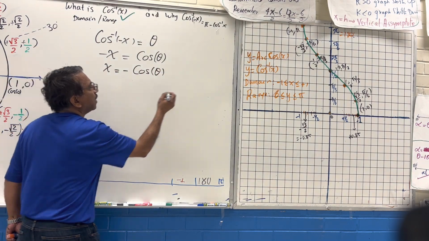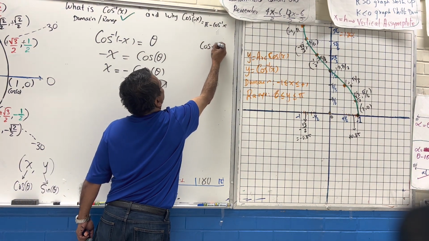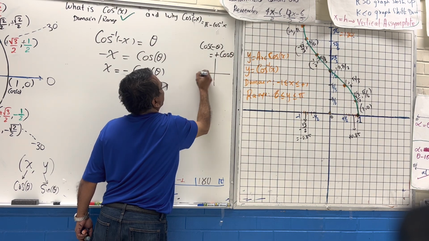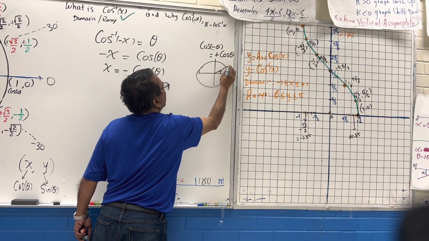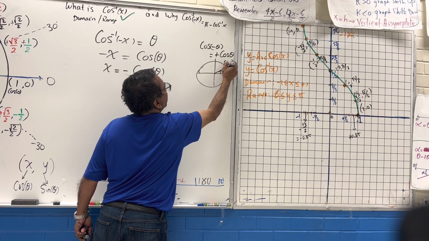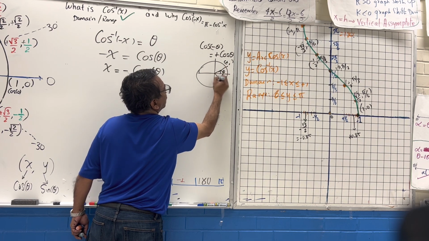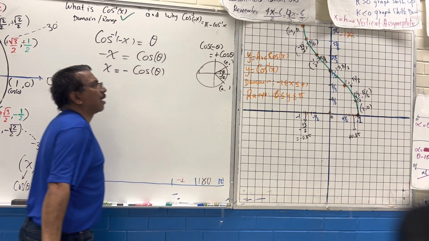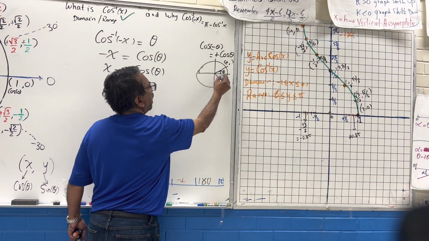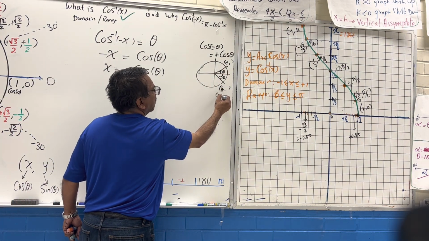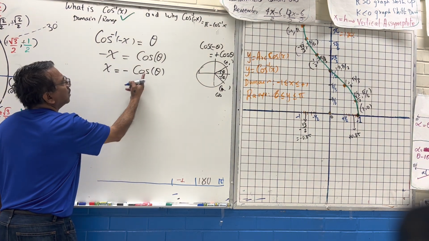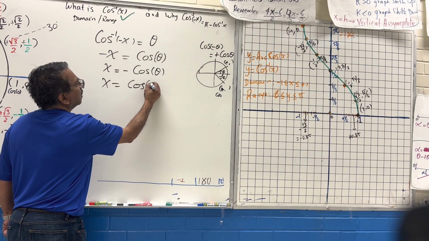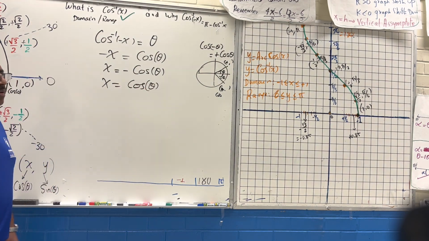And remember the identity that cosine of minus theta is the same as plus cosine theta. The reason is, if you see the unit circle, for theta the x coordinate is plus. If this is theta and this is minus theta, this also is plus. It doesn't matter whether the angle is negative or positive, it's still going to be plus, because the cosine is the x coordinate. So that's why we can write this without the minus sign. The minus sign just vanishes.